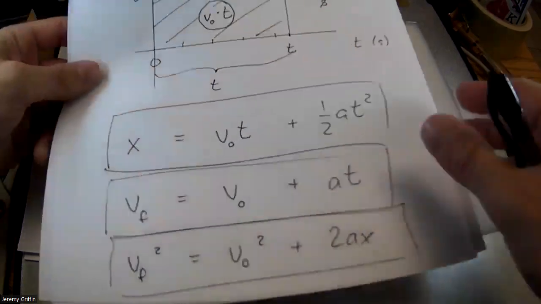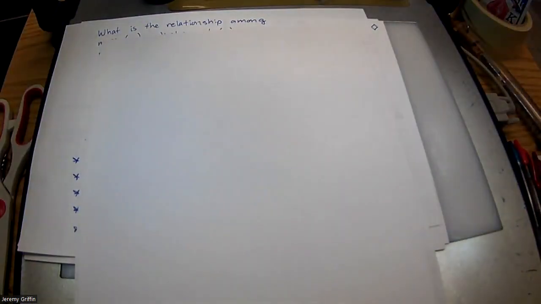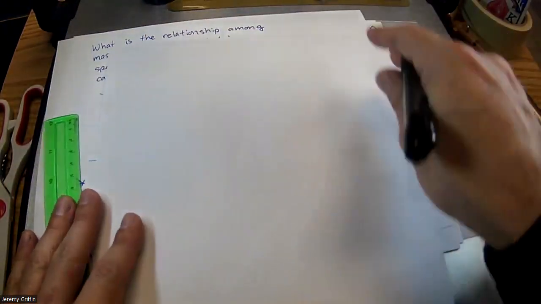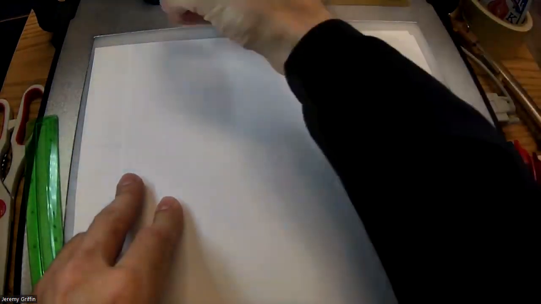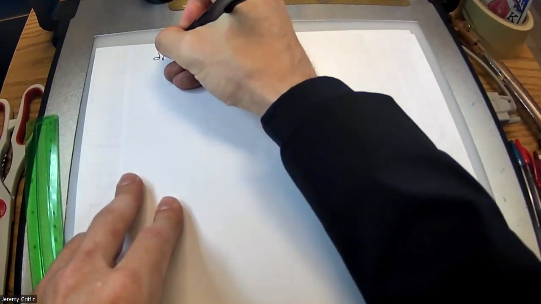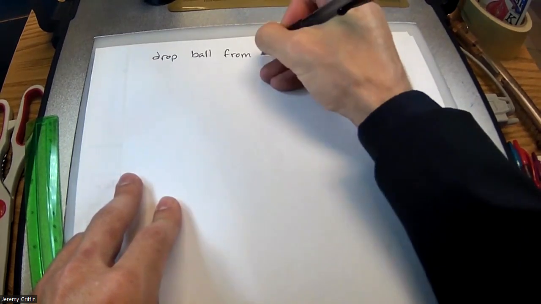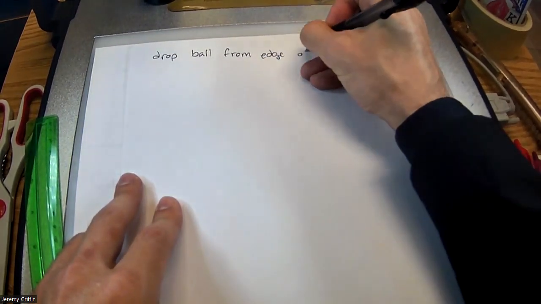All right, next set of notes. Let's go to the edge of a cliff and drop a ball. I'm going to drop a ball from the edge of a cliff.